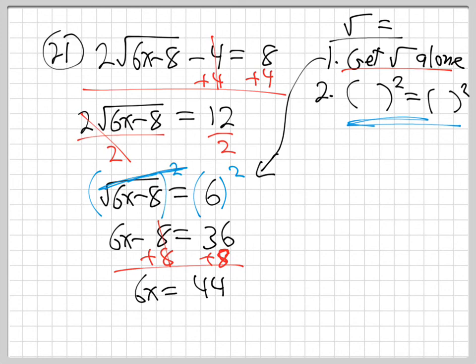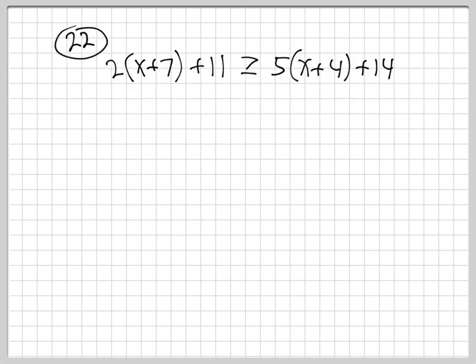Last step. Divide by 6. That fraction probably reduces. Divide by 2. 22 thirds. On that. One more, and we will have done them all. By 22. This is a pretty normal one.